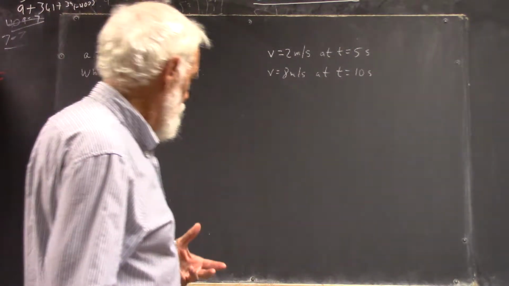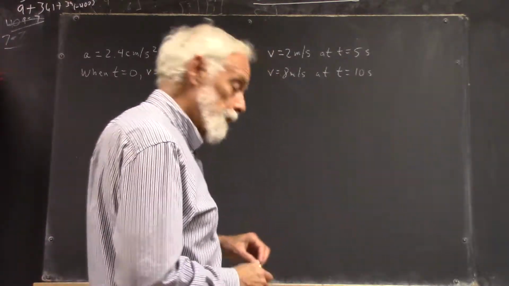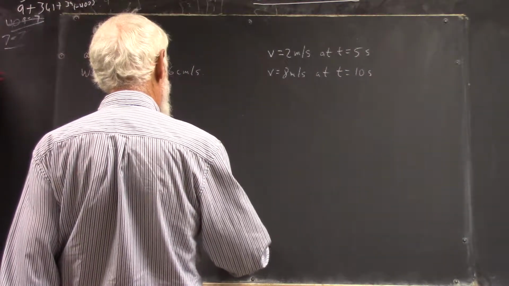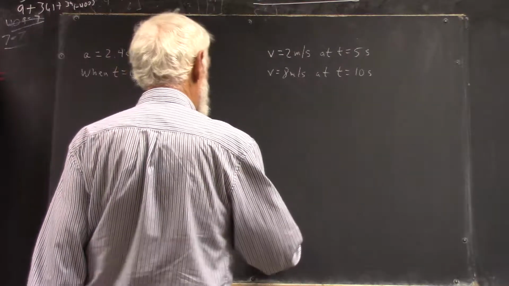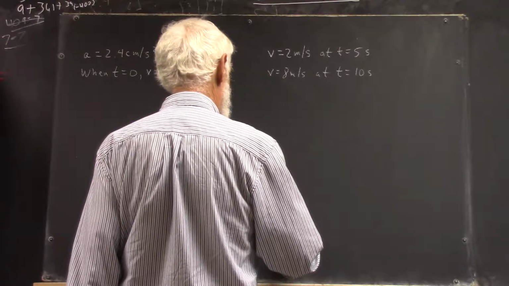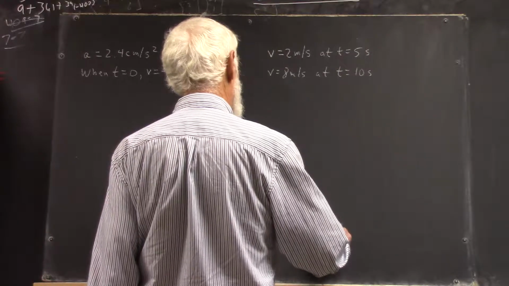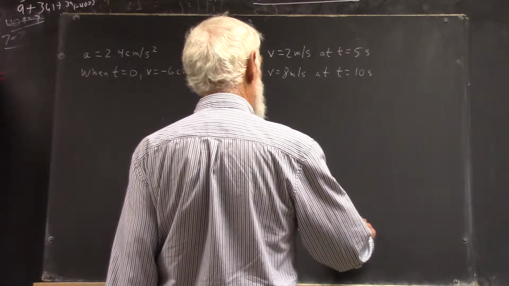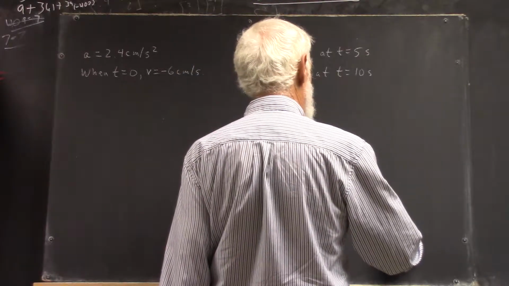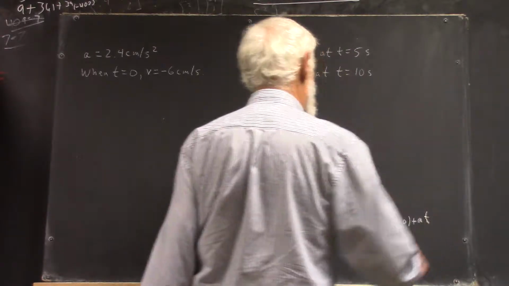If we're given that the acceleration is constant in any situation, well, let's just write it down here. Constant acceleration implies that dv/dt is constant and equal to a, which implies that v of t equals v of 0 plus at.